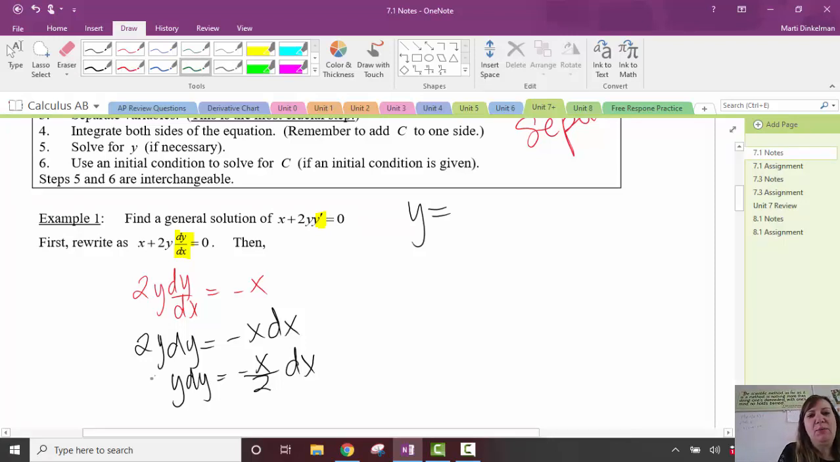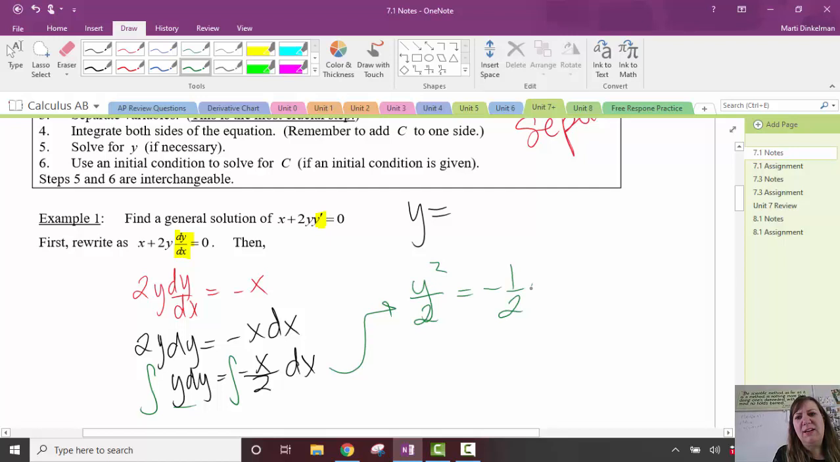We're going to separate and we're going to integrate. So all we're really doing here is, if they give us a differential equation, trying to find what the original function is. So we're basically doing an antiderivative, just in a more complicated way than we did last section. Okay, so the antiderivative of y is going to be y squared over 2. And then for this next one, there's a negative 1/2, and then I can take the antiderivative of the x, and I'm going to put a plus c.